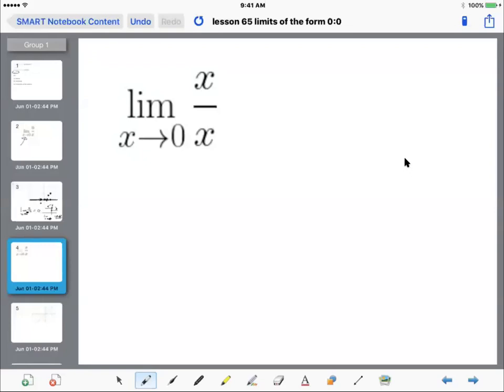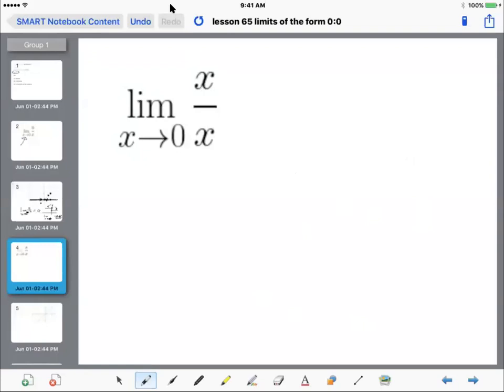So the results of this poll were 1 person said 0, 9 people said 1, nobody said infinity, 4 people said undefined, and 2 people said something else.